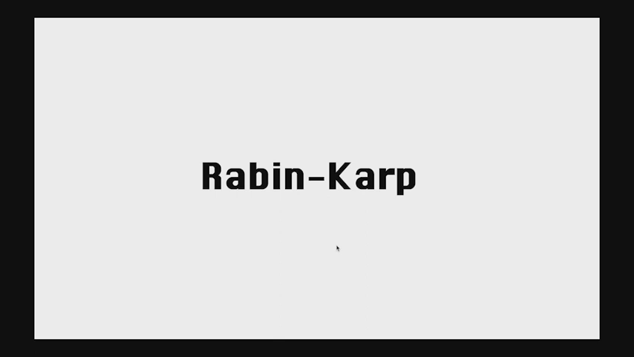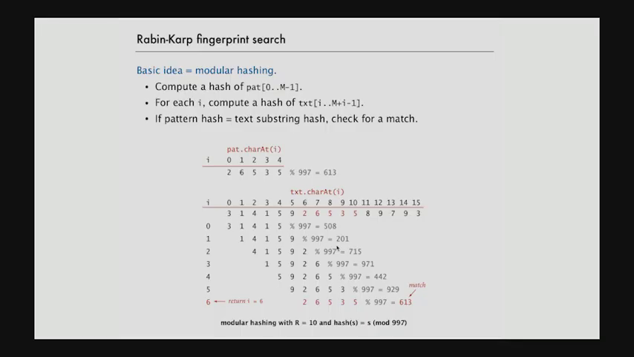Now we are going to talk about one more interesting and efficient algorithm, which is called the Rabin-Karp algorithm. So let's begin. The basic idea of this algorithm is modular hashing. To understand this algorithm, let's start with the pattern. We just take a sequence of pattern characters as a decimal number.